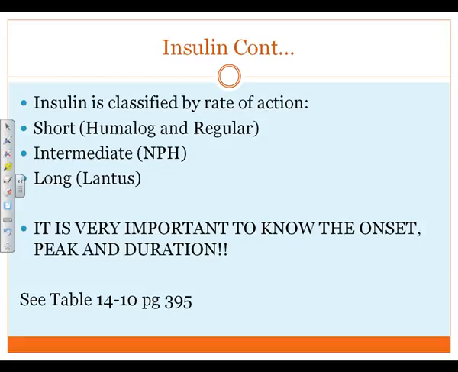NPH is cloudy. Yeah, it will be cloudy. But a lot of times if you mix it with other medications, they will actually go through a chemical change. Insulin is classified by rate of action, which is how fast it starts to work and how long it stays in the body.